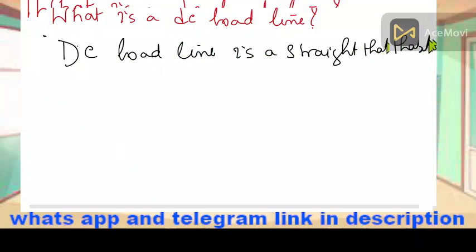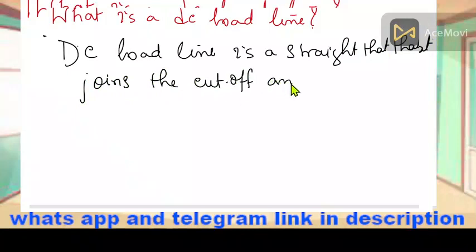that joins the cutoff point and the saturation point. Cutoff and saturation point. These 2 points are joined by this line, and this is the DC load line. This is the simplest answer that you can give when you are asked in the examination.